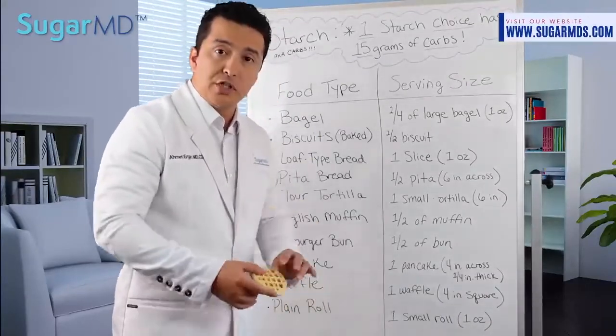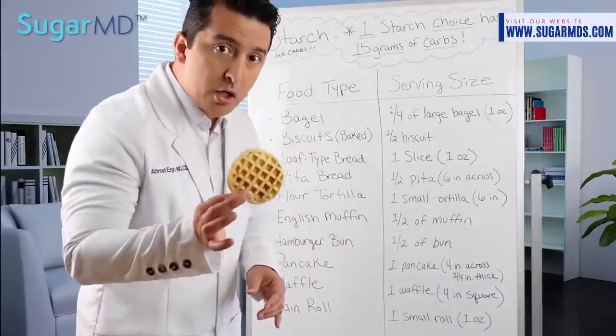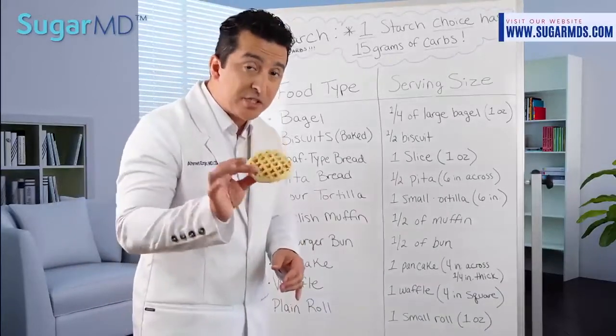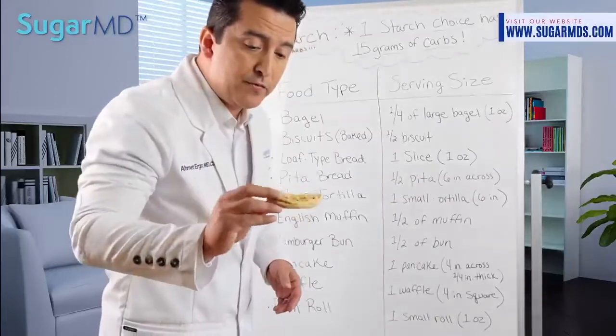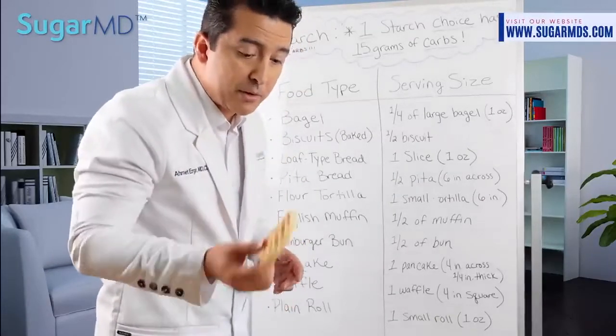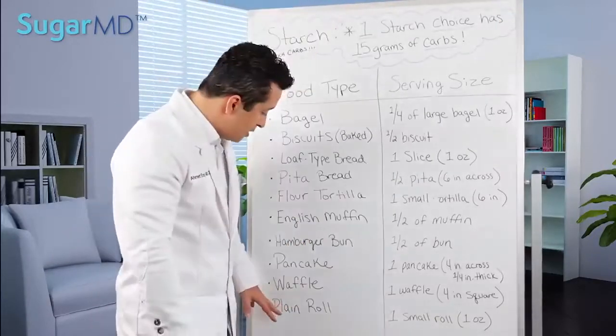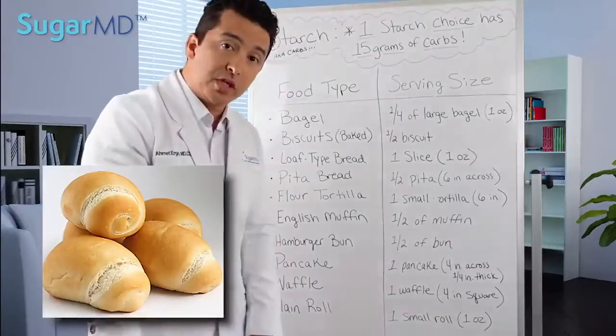Again, the waffle, 4 inches, 15 grams. At a restaurant, you will easily get 4 times this. And again, you can see the thickness here and the total size. So if this is 15 grams, if you're having 4 times this, you're getting 60 grams. So again, the plain roll, one small roll will give you 15 grams.